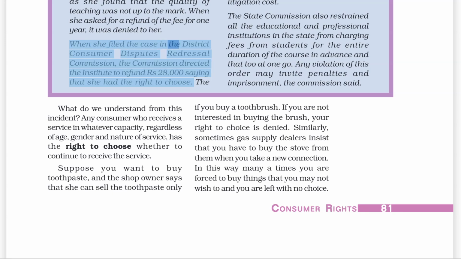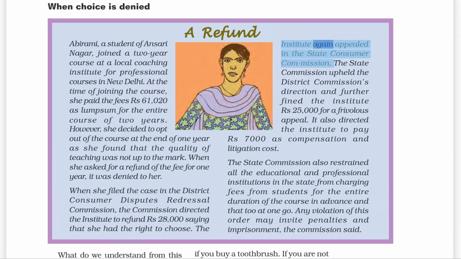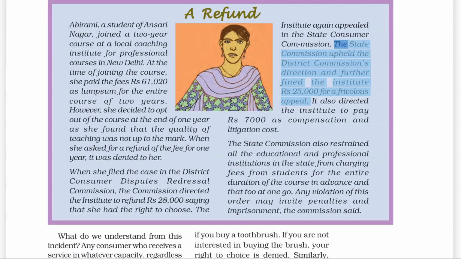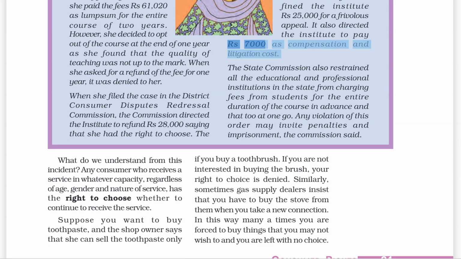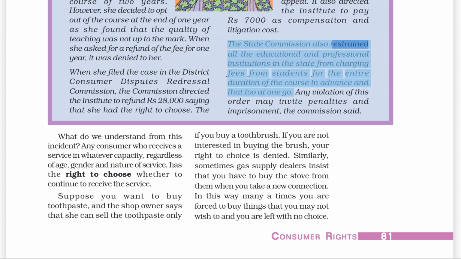When she filed the case in the District Consumer Disputes Redressal Commission, the commission directed the institute to refund 28,000 rupees, saying that she had the right to choose. The institute again appealed in the State Consumer Commission. The State Commission upheld the District Commission's direction and further fined the institute 25,000 rupees for a frivolous appeal. It also directed the institute to pay 7,000 rupees as compensation and litigation cost. The State Commission also restrained all the educational and professional institutions in the state from charging fees from students for the entire duration of the course in advance, and that too at one go.